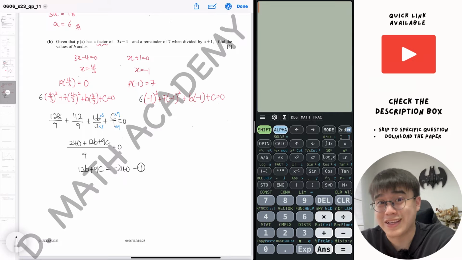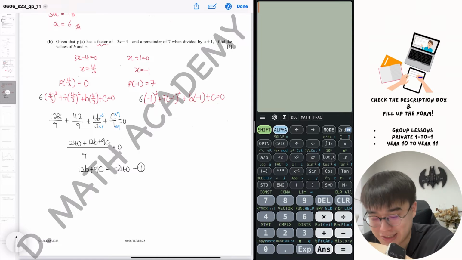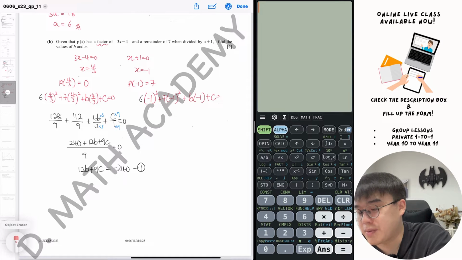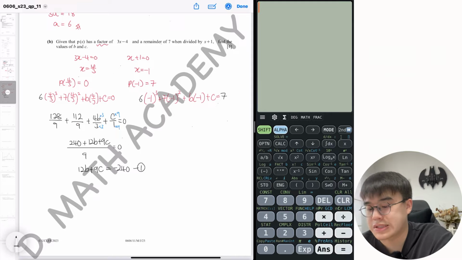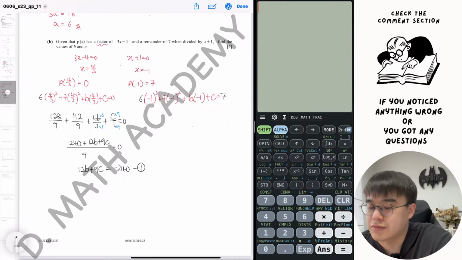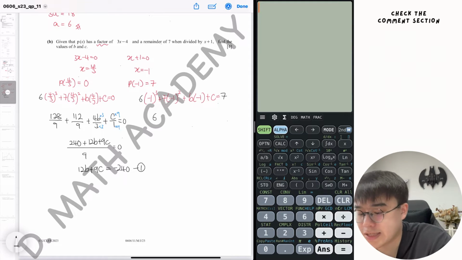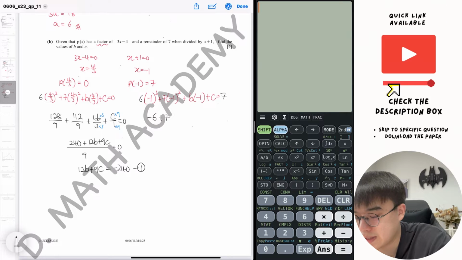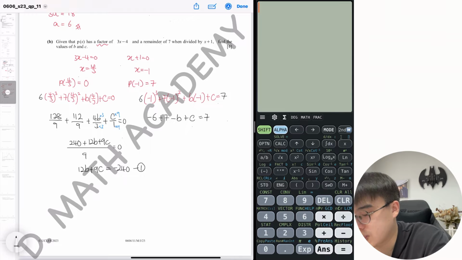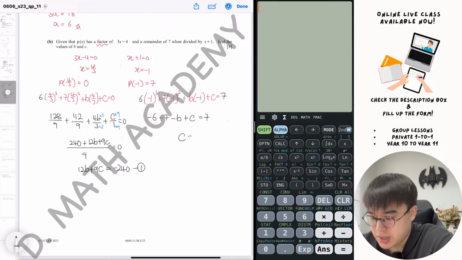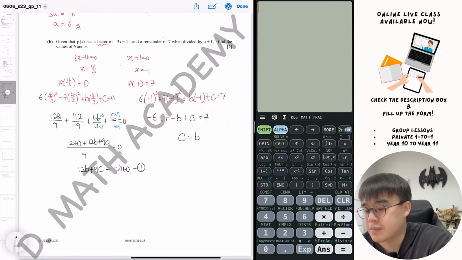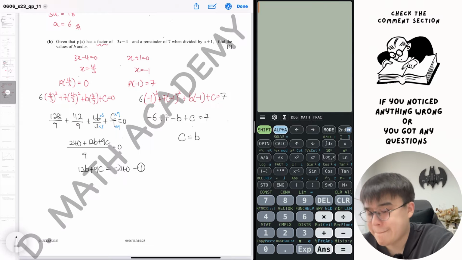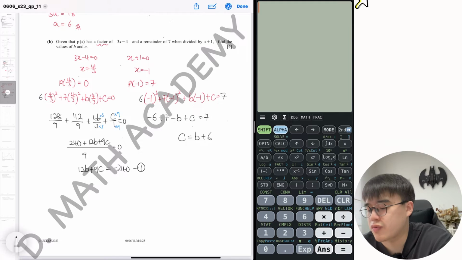There's one thing that I noticed that I did wrongly here. It will actually be the remainder of 7. So I need to put a 7 here. Then I proceed with my calculation, getting -6 plus 7 minus b plus c equals to 7. So if I make c the subject, I will get a positive b, and then for the rest, it will be plus 6.